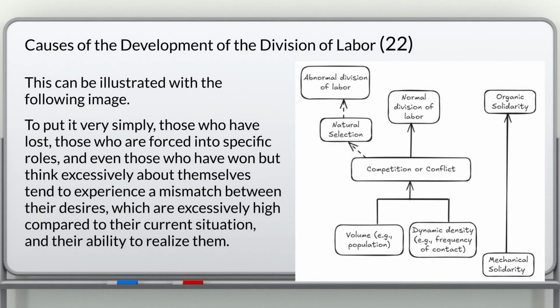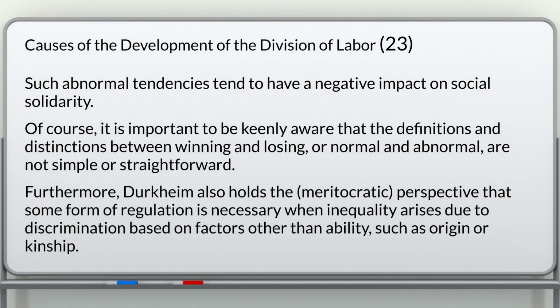To put it very simply, those who have lost, those who are forced into specific roles, and even those who have won but think excessively about themselves tend to experience a mismatch between their desires, which are excessively high compared to their current situation, and their ability to realize them. Such abnormal tendencies tend to have a negative impact on social solidarity. Of course, it is important to be keenly aware that the definitions and distinctions between winning and losing, or normal and abnormal, are not simple or straightforward.